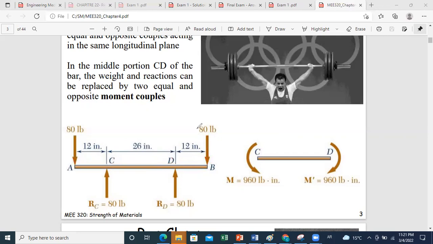Now, if you consider portion CD of your structure, this portion is subjected to pure bending, because if you cut at any point of this section and do the analysis we did before, you don't have a normal force, you don't have a shear force, you just have a bending moment, okay? And also, when I analyze this part, I can replace the two forces at A and C by a couple that is counterclockwise, equal to 80 times 12.